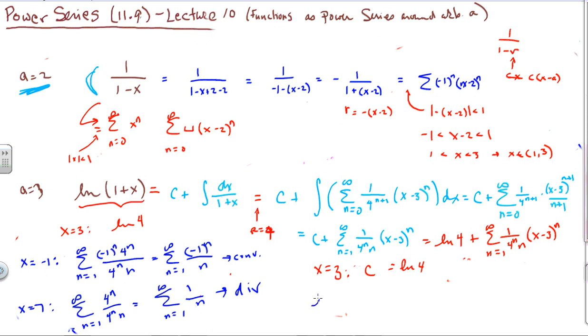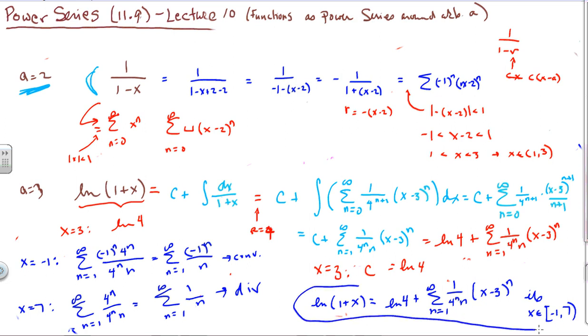So let's summarize. In summary, ln of 1 plus x is equal to the constant ln of 4 plus the series n equals 1 to infinity of 1 over 4 to the n times n, times (x minus 3) to the n, if, so what is the interval of convergence? Well, it contains -1, but it doesn't contain 7. If x is in the interval from -1 to 7. And that is the power series expansion of ln of 1 plus x if we expand it around a equals 3.